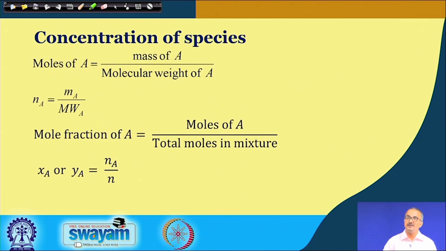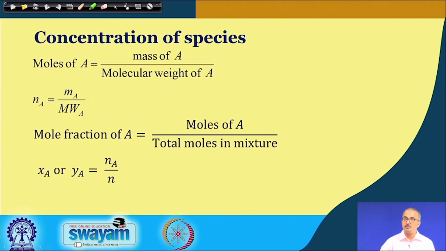Now, another very important thing we are talking about is the species concentration. The species concentration is required whenever we are dealing with some mixture. There are various ways of representing the species concentration. First, let us understand what a mole is. Mole is the mass of a species divided by its molecular weight. And what is mole fraction?